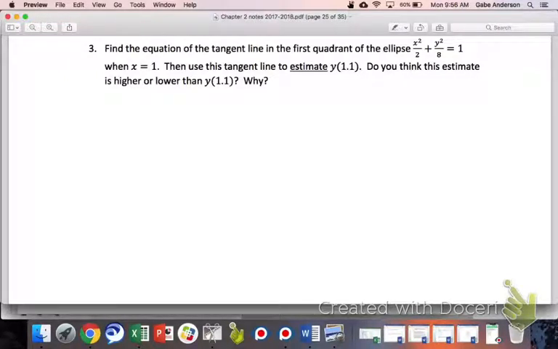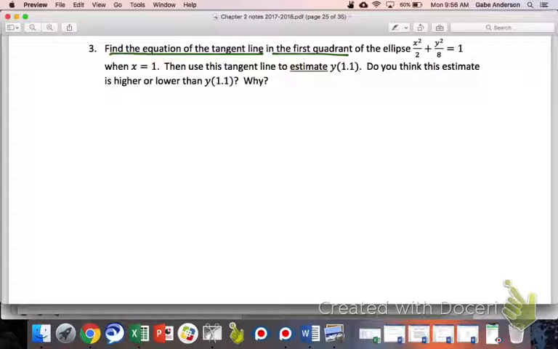Let's just stop right there. Then we can do the whole estimation thing that it goes on to ask us to do. We'll do that later. For now, let's do what it asks us to do. Let's find the equation of the tangent line in the first quadrant for that ellipse. So let's just start right there. We basically just did this. We found a normal line, but that's actually a little bit easier than finding a tangent line. See what you can do with this one.